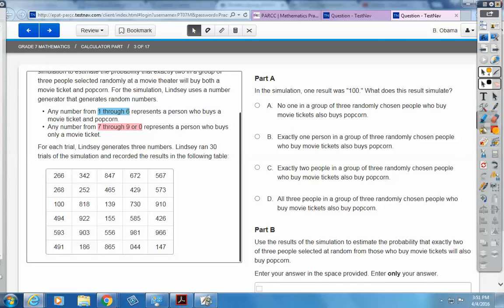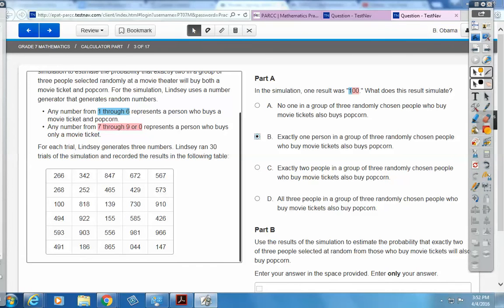So, in the simulation, one result was 100. What does this result simulate? This one here represents a person who bought a movie ticket and popcorn. The 2 zeros represent 2 different people who bought a movie ticket but not popcorn. So exactly one person in the group of 3 randomly chosen bought a movie ticket and popcorn.